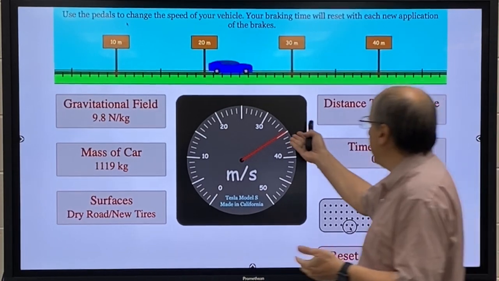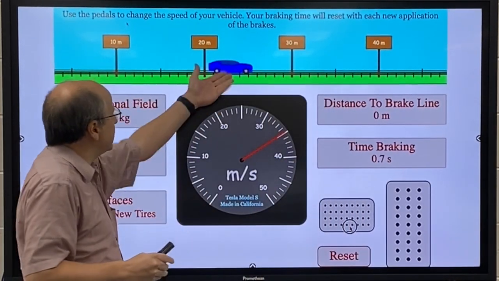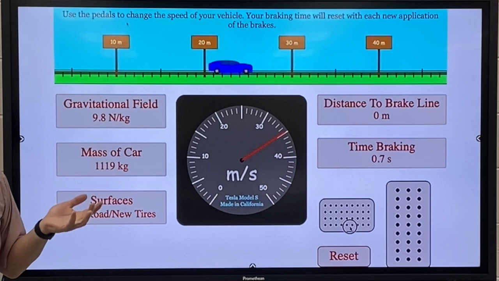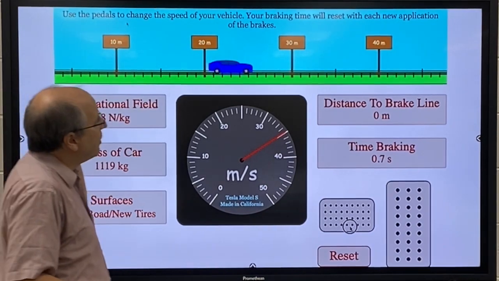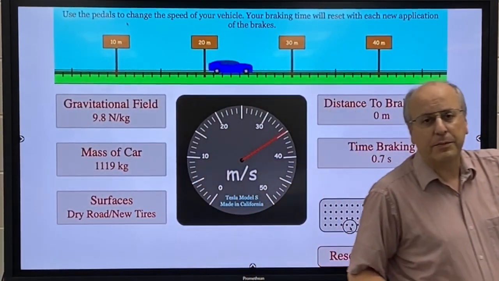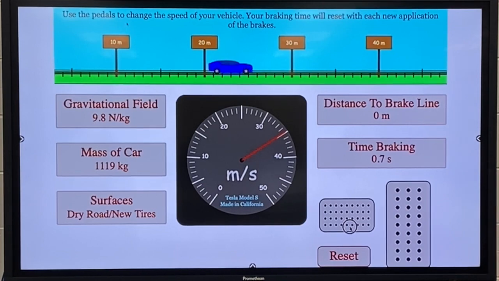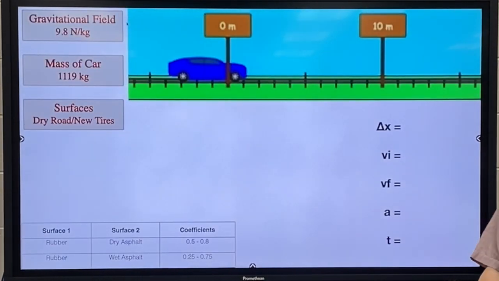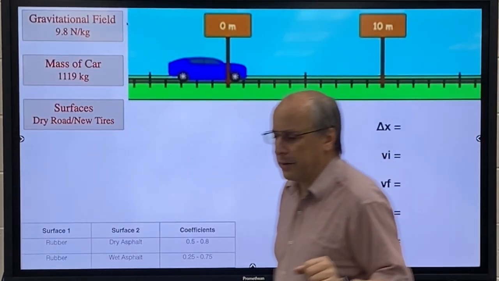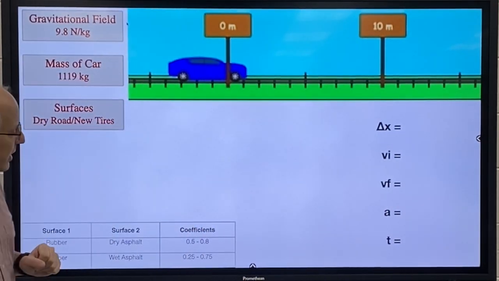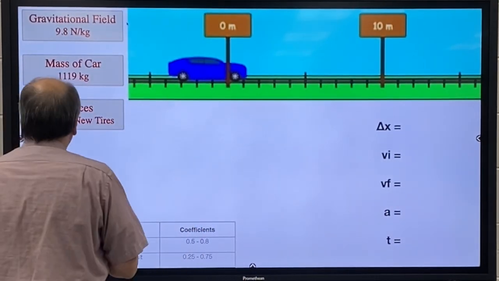You can see it's now down to about 35 meters per second. It's gone somewhere around 25 meters. I want to know how far is it going to travel before it comes to rest completely. Okay? So set yourself up this problem. This is real important because this is how you're going to tackle all the problems.